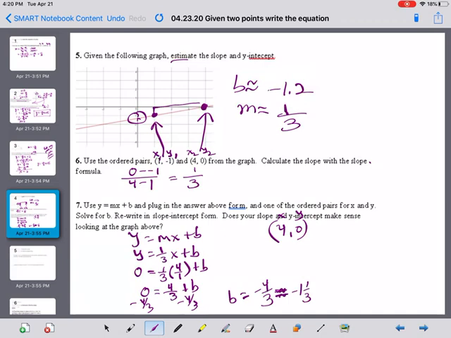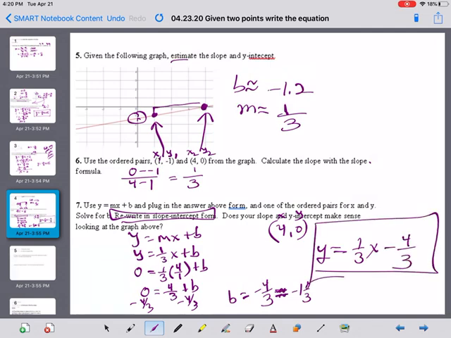Now look at your picture. Does that make sense? Oh yeah, we guessed negative 1.2. We got negative 1.333 repeating. So that's good, but we're not done. The directions say to write the equation. Rewrite it in slope-intercept form. So it's y equals, m is the slope, 1/3, x minus 4/3. And there you go.